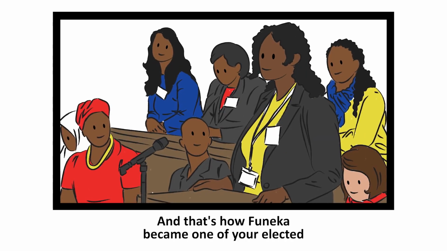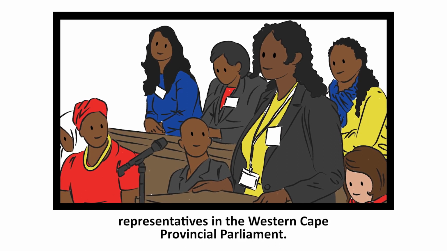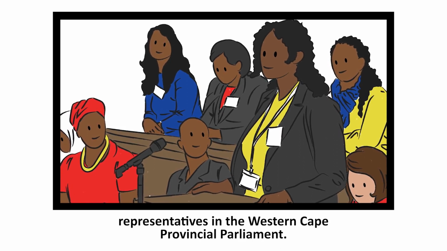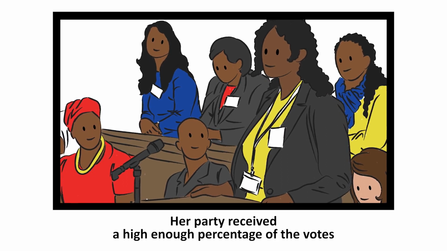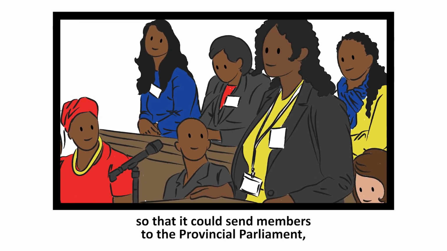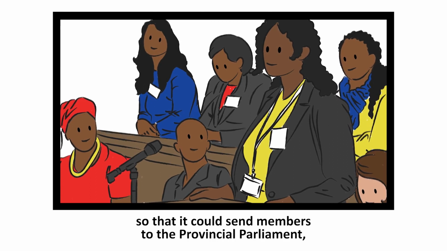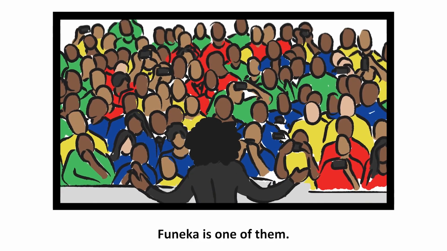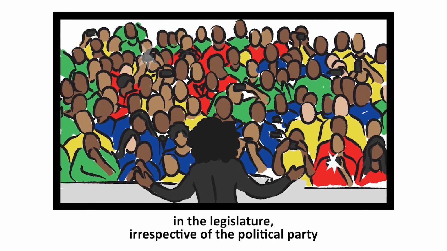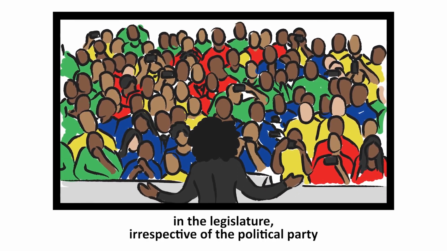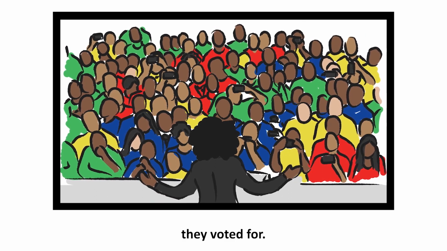And that's how Funeka became one of your elected representatives in the Western Cape Provincial Parliament. Her party received a high enough percentage of the votes so that it could send members to the provincial parliament. Funeka is one of them. But once chosen, she now represents all the people in the Western Cape in the legislature, irrespective of the political party they voted for.